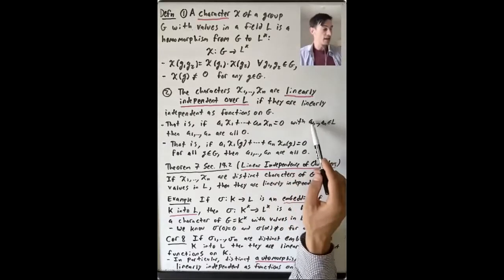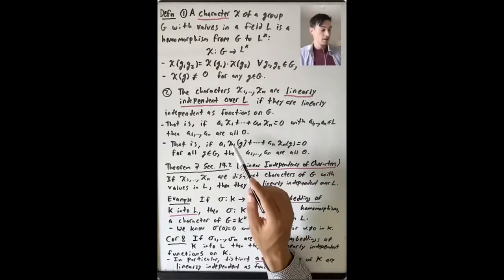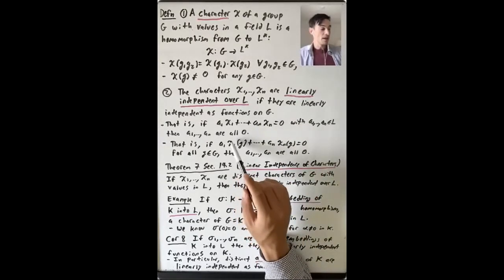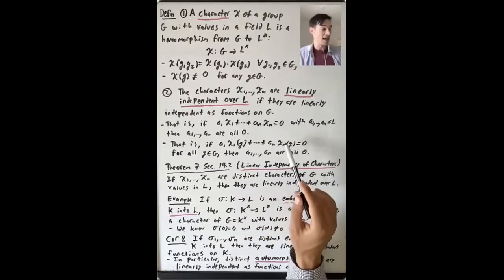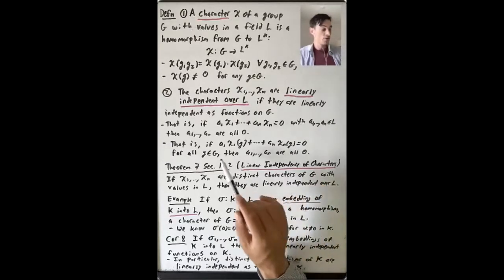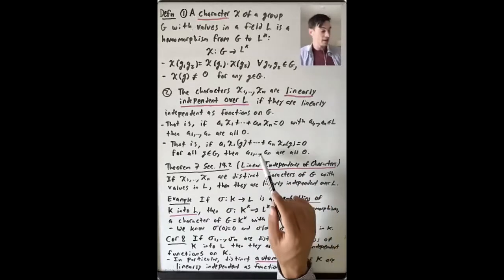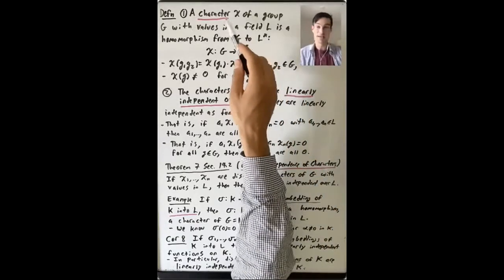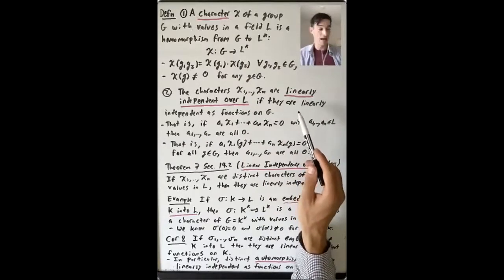So if you have these a1 up through an in L such that this combination is zero, that means a1 chi1 of g plus a2 chi2 of g plus an chi n of g is zero for all elements g in the group. Then it has to be the case that each one of these ai's is zero in L. So that's what it means to be a character, and this is what it means for a set of characters to be linearly independent over L.